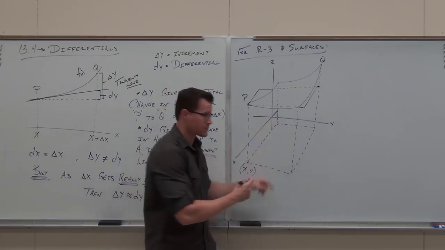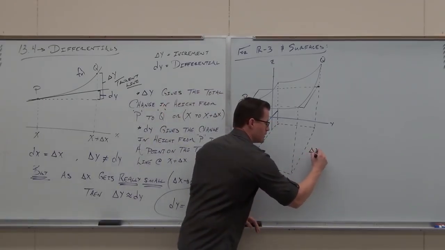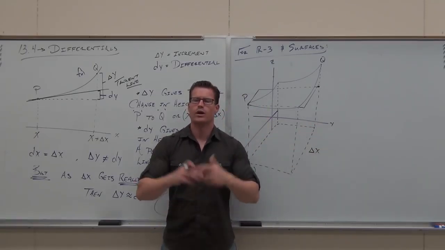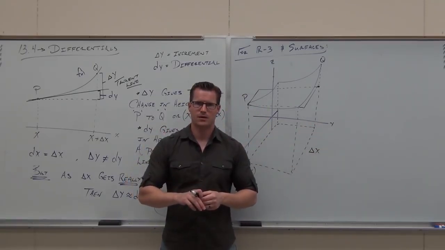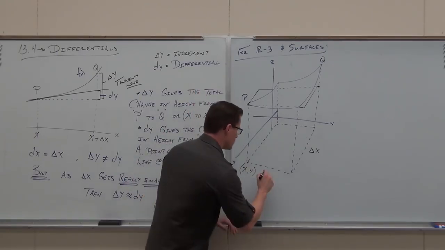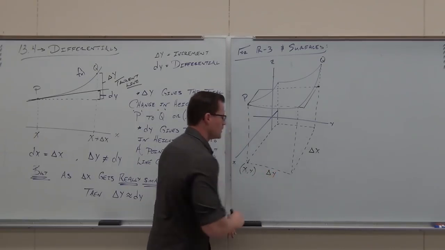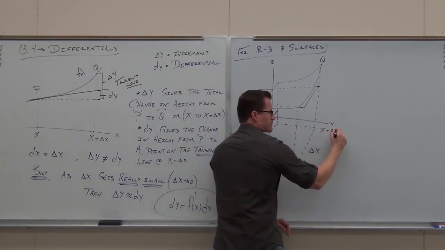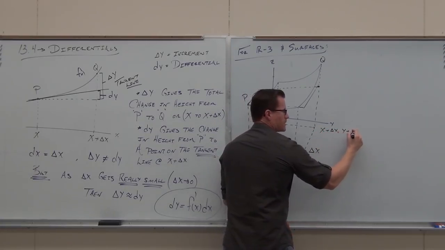So I do change the X. Let's call that delta X. That change is delta X. Are you following me? Yes. What else do I have to change? Y. Delta Y. Yeah, that's right. Y is also an independent variable now, which means at this point is X plus delta X, Y plus delta Y.